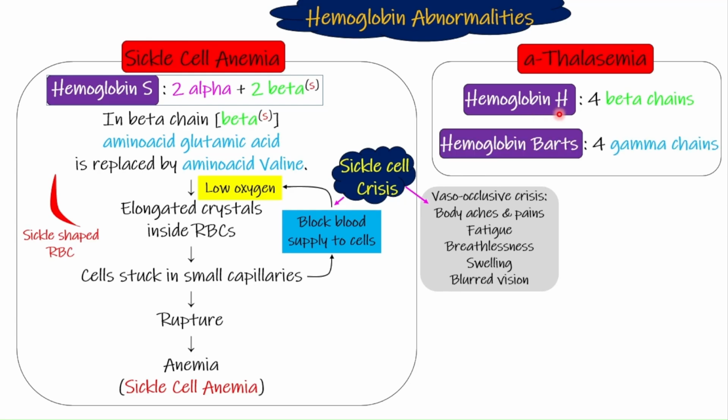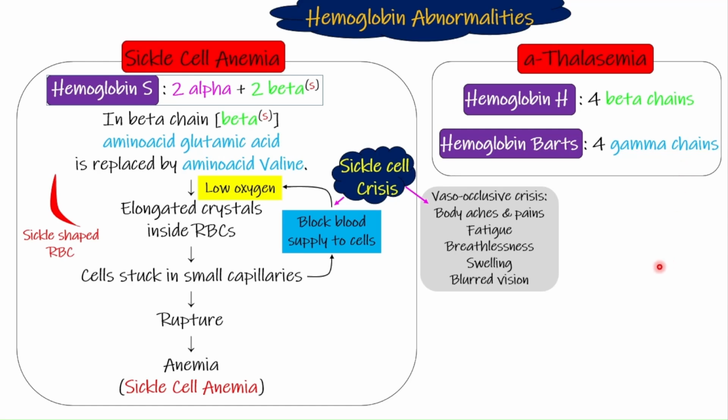Okay. Then we have hemoglobin Barts. If there are no alpha chains and no beta chains, then all of the 4 chains will be gamma chains. If there are 4 gamma chains, then this hemoglobin is known as hemoglobin Barts. Okay, so in alpha thalassemia, there might be 2 types of hemoglobin present. One is hemoglobin H, and the other one is hemoglobin Barts. So hemoglobin H has 4 beta chains, and hemoglobin Barts has 4 gamma chains.